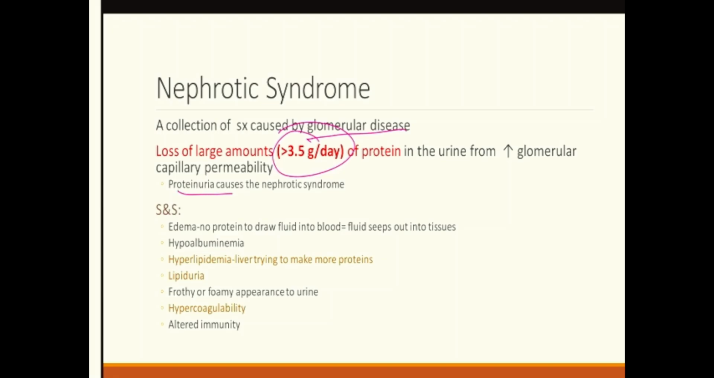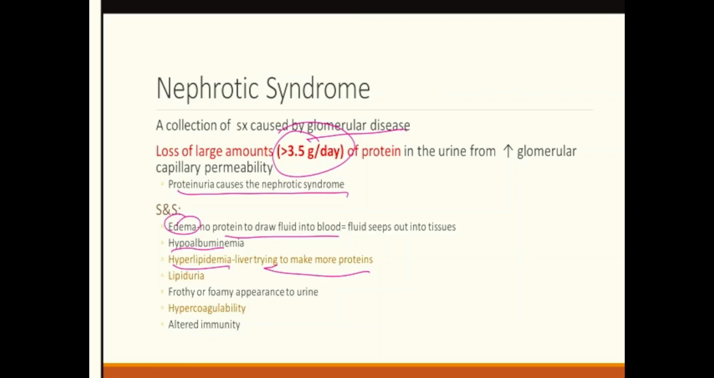So proteinuria is the underlying cause of all this, the nephrotic syndrome. The loss of the oncotic pressure, and they get swelling and puffy. So edema, again, there's no protein for that oncotic pressure. Hypoalbuminemia makes sense because all the albumin is leaving the blood, it's going into the urine.